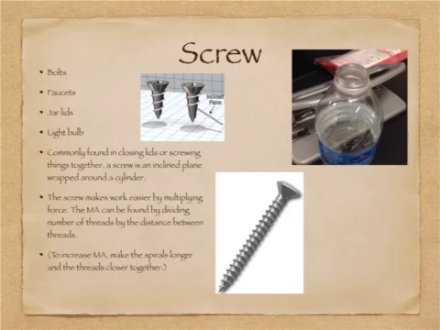Our final simple machine is called a screw. Some examples of screws are bolts, faucets, jar lids, and a light bulb. They're commonly found in closing lids or screwing things together. A screw is an inclined plane wrapped around a cylinder. The screw makes work easier by multiplying force, and the mechanical advantage can be found by dividing the number of threads by the distance between the threads.